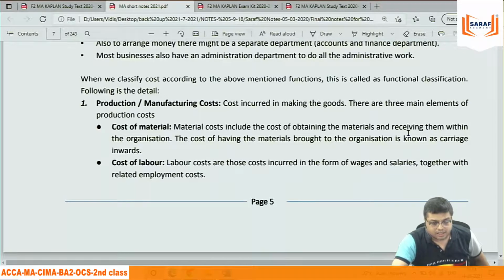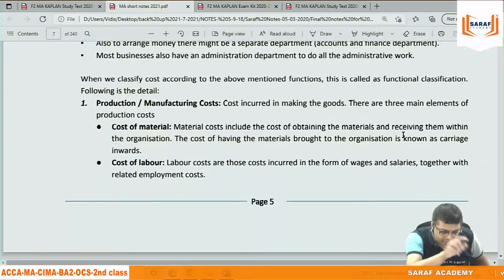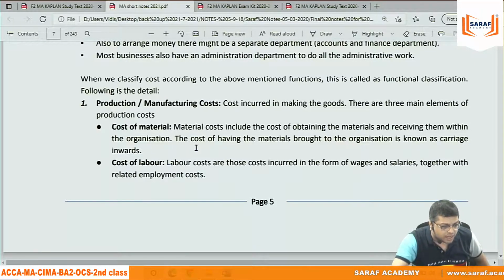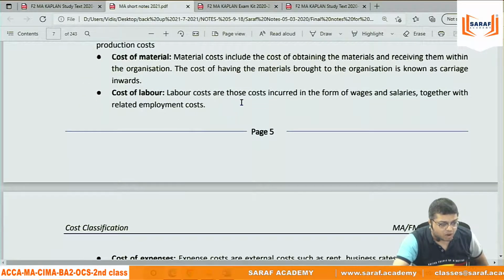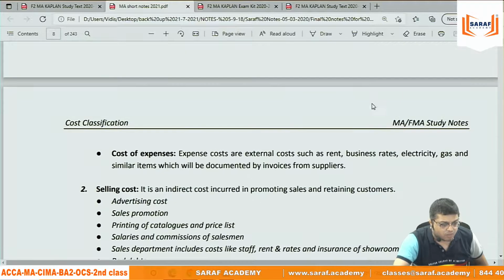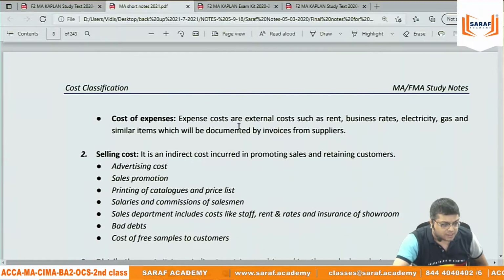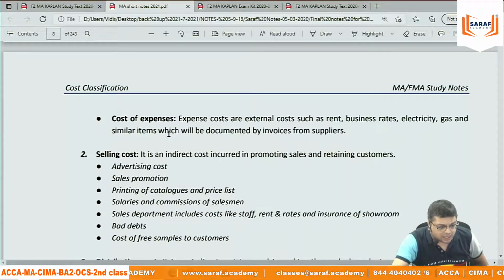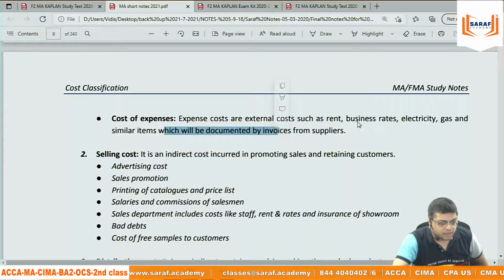Before going into this, if somebody says direct materials include the cost of obtaining the material, as Gautam was saying, sir, carriage: if I am purchasing material and incur some expenses to bring it to my factory, that is material only. It is the cost of having the material brought to the organization. Labor costs are the costs incurred in the form of wages and salaries. Cost of expenses, you can say hire charges of machinery or something.